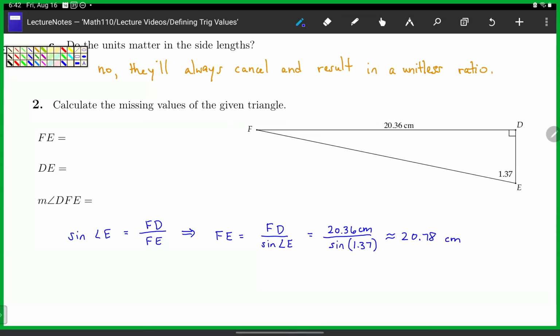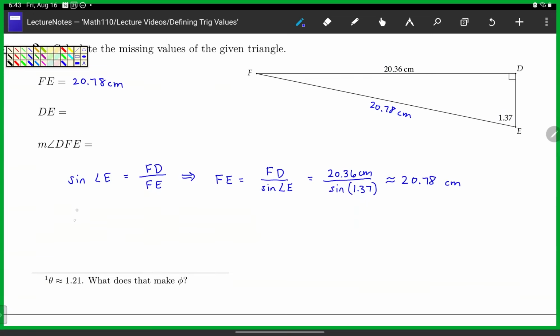So FE is going to be 20.78 centimeters. It does kind of make sense that that hypotenuse is longer than this longer side length, but not a whole lot longer. Okay, so for DE, now that I have that this is 20.78 centimeters, I could use the Pythagorean theorem to find DE, or I could do another trig function. Like the tangent of angle E would be FD divided by DE. So I'm going to do that.